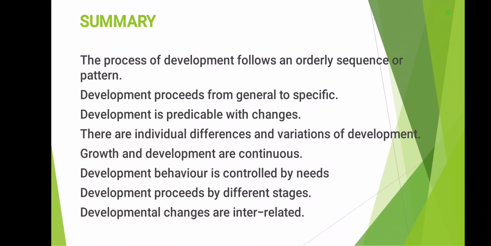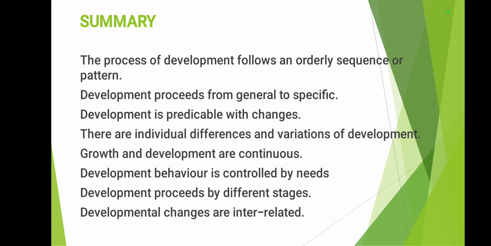So in summary, what we are trying to say in essence is that the process of development, remember, follows a particular sequence or pattern. And what do we say about these patterns? We made mention of the cephalocaudal pattern and then the proximodistal pattern. We also say that development proceeds from general to specific. And we also said development is predictable with what? Changes. And these changes come with a particular period of time, and as time goes on. We also say that there are individual differences and variations in development. This was where we were talking about people born on the same day, same time, even when they are growing in the same environment, it's possible that some will grow faster, some will not grow very fast. Some will develop faster, some may not develop faster.